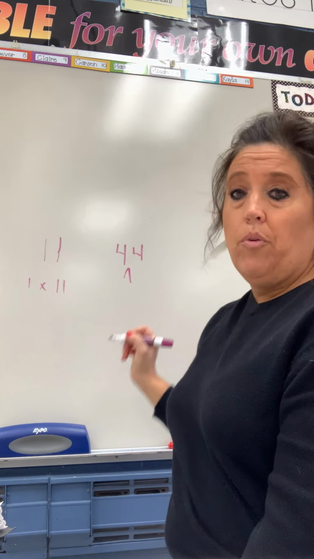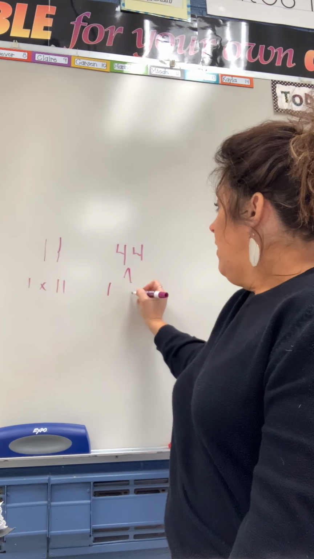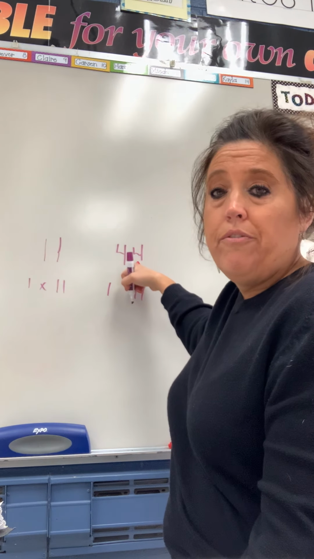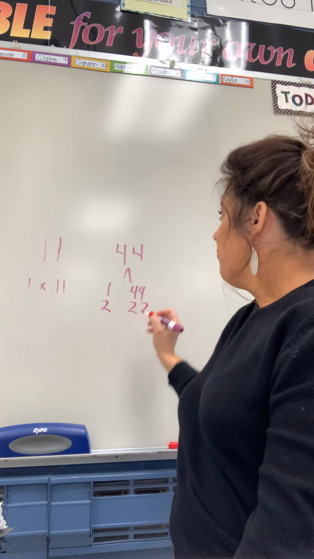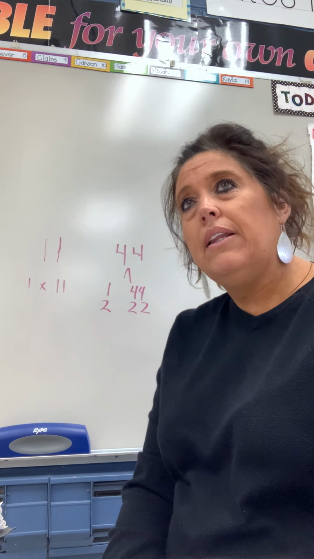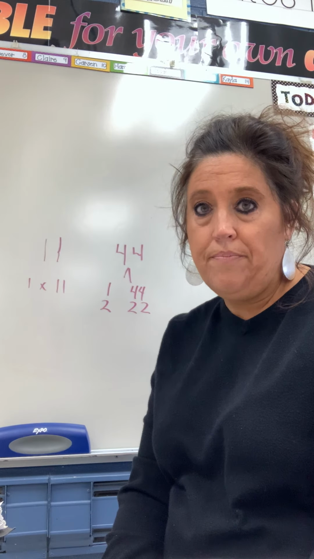Over here with 44, we know that 1 and 44 works. Because 44 is even, we know that 2 will work. So 2 times 22 will work. Does 3 work? Well, let's go through our divisibility tests.